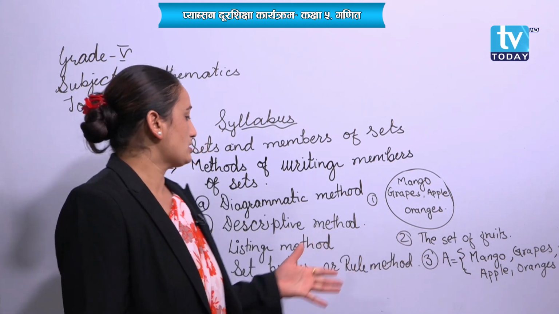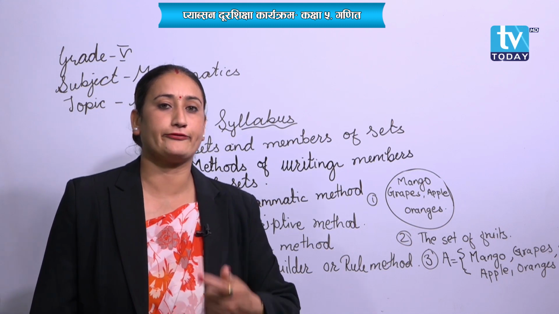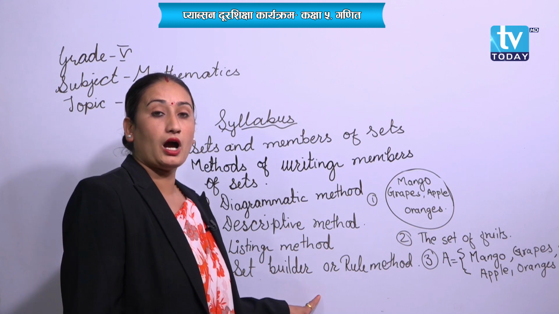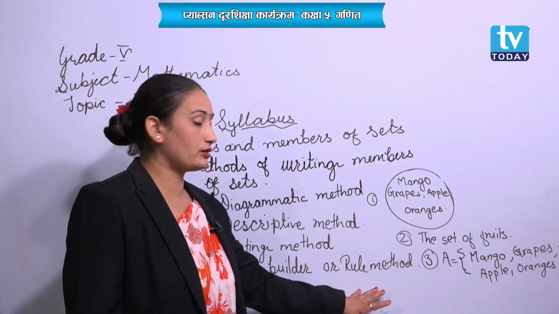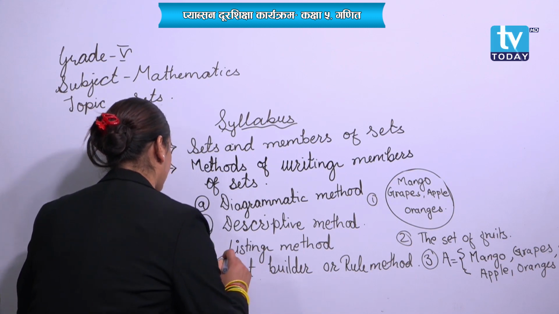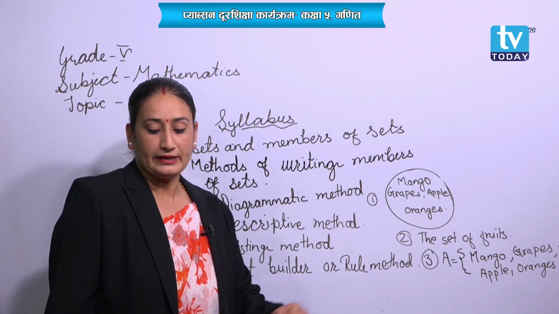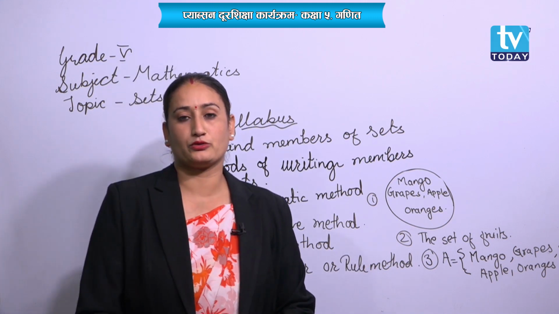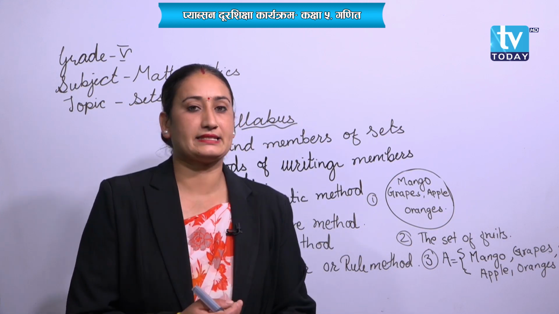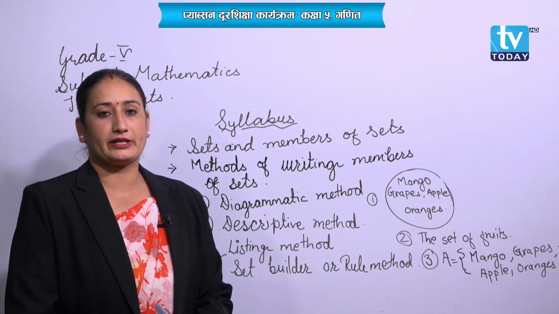Okay. So students, the most important thing for grade 5 is the set builder or rule method. This is a much more important topic for grade 5. Set builder or rule method. Now let's have a look at the set builder or rule method. What do we mean by set builder and rule method? So listen to me very carefully, okay?